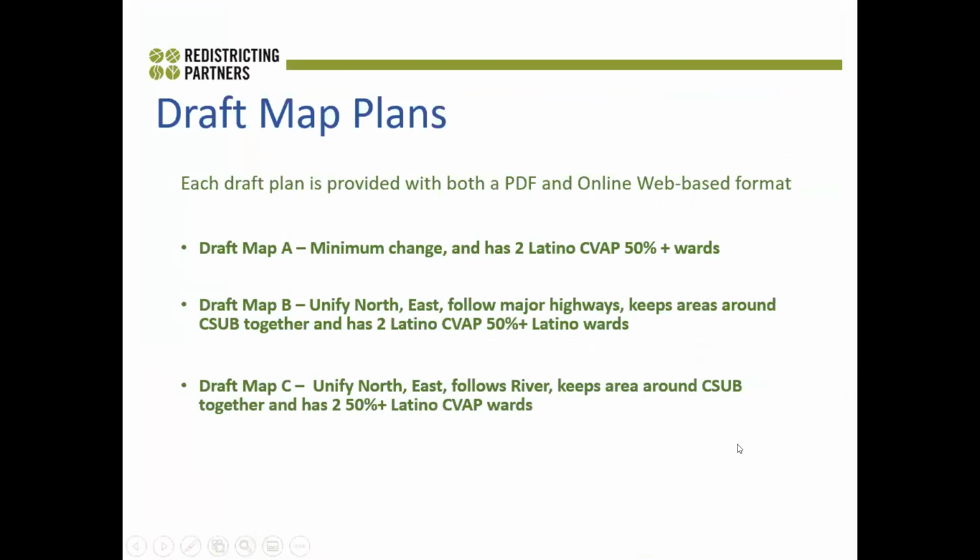I am going to give a bit of a preview for some of the draft maps here. So draft map A, as provided by our consultant, is a minimum change map. It does have 2 Latino voting age population wards, minority-majority districts. Draft map B unifies the north and the east. It follows major highways. So for draft map B, the predominant criteria for those lines is highways, keeps areas around CSU Bakersfield together, and also has 2 voting age population districts. For draft map C, it's very similar to draft map B. However, the predominant factor that is leading where those ward boundaries are is the river and canal areas within the city.